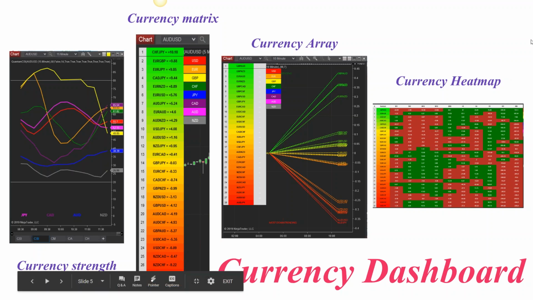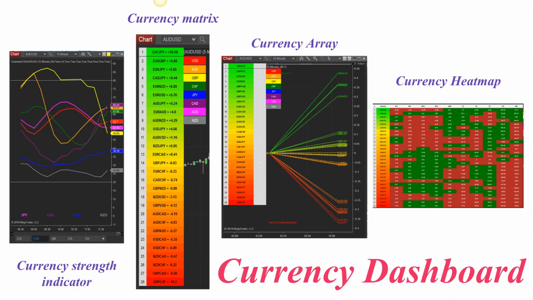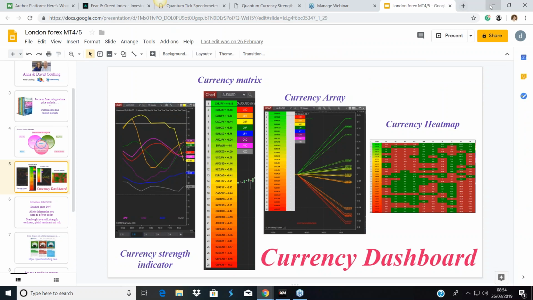Sorry, it took a bit longer to get through that, but I hope that gives a flavor of the steps involved in teasing apart what is going on in terms of the market. I'm just going to pass back to Anna.